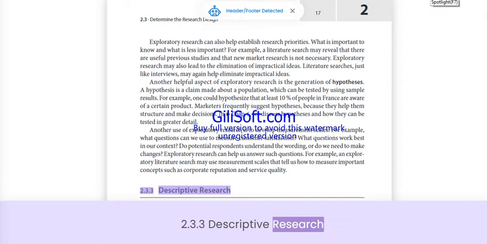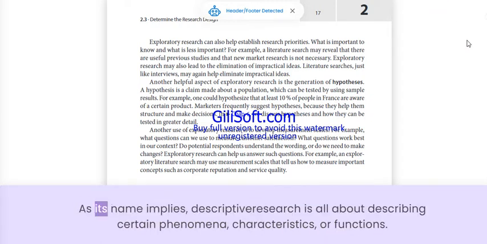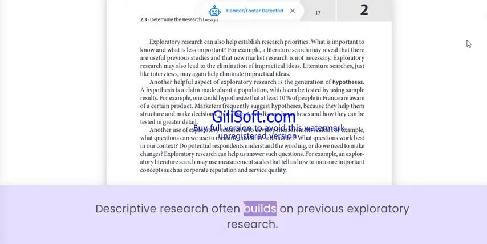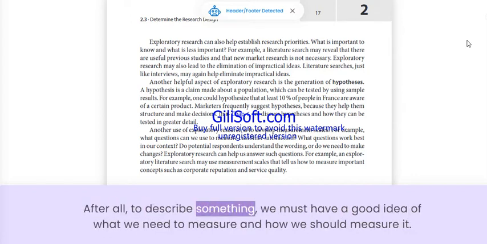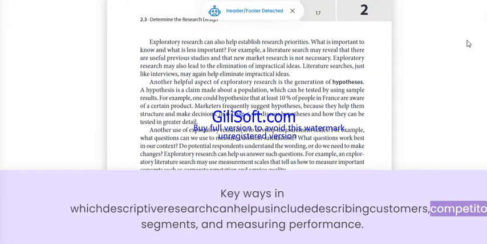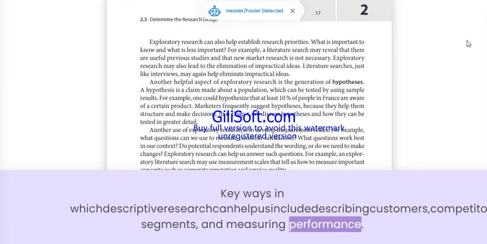2.3.3 Descriptive research. As its name implies, descriptive research is all about describing certain phenomena, characteristics, or functions. It can focus on one variable or on two or more variables at the same time. Descriptive research often builds on previous exploratory research. After all, to describe something, we must have a good idea of what we need to measure and how we should measure it. Key ways in which descriptive research can help us include describing customers, competitors, market segments, and measuring performance.